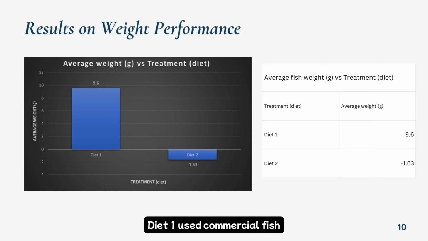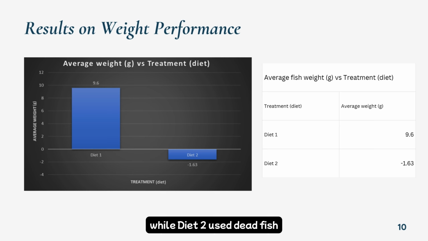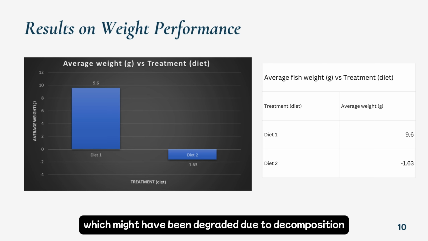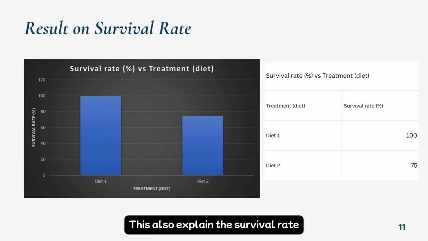Diet 1 uses commercial fish, which provides optimal levels of protein, fat, and vitamins for fish growth, while Diet 2 uses dead fish which might have been degraded due to decomposition. This will cause the nutrient content to be unpredictable. This also explains the survival rate, where Diet 1 has a higher survival rate compared to Diet 2, because the food intake is closely related to the survival rate.